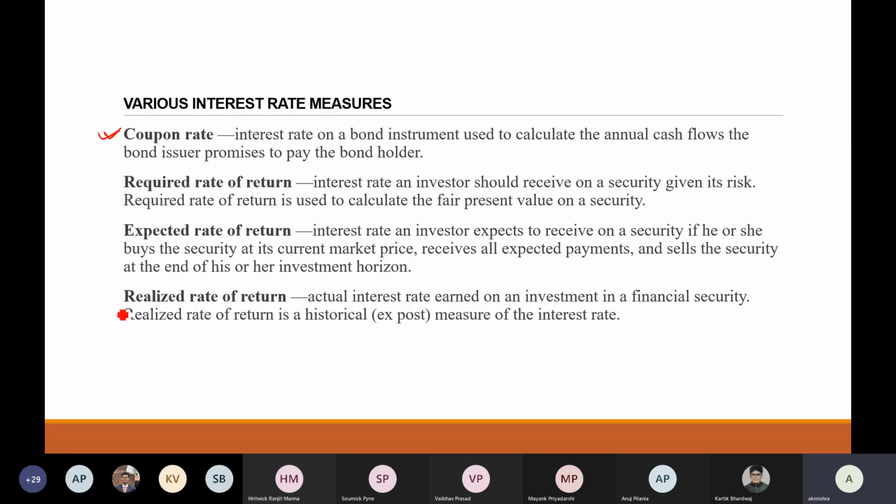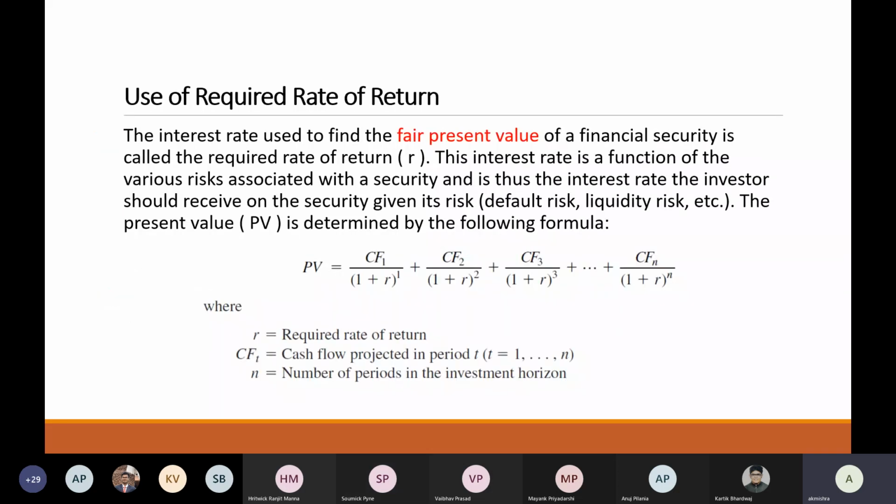And when we talk about realized, it means how much interest rate was actually earned by the investor on a given instrument. So basically, we can only calculate realized return by looking at the historical data set. So these are certain terms we use.